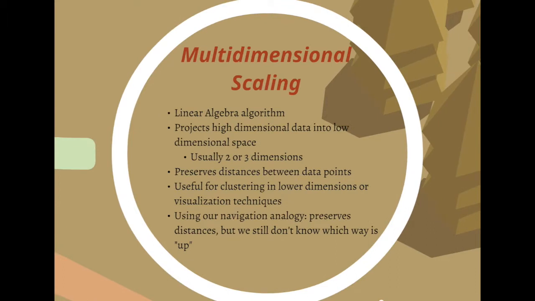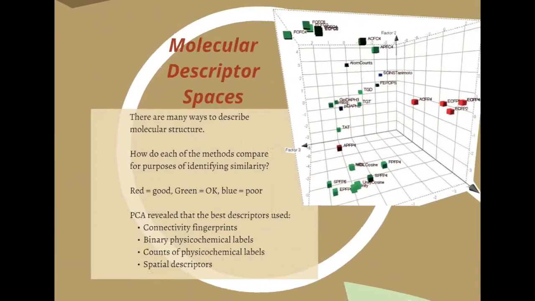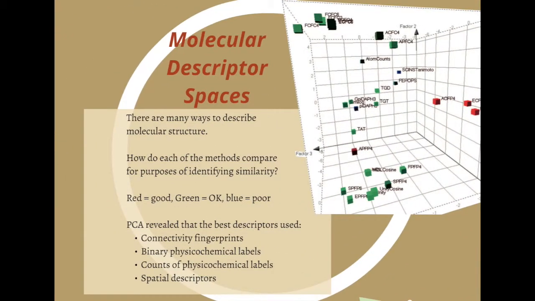One more related method is multidimensional scaling. It reduces dimensionality down to 2 to 3 dimensions, but preserves distances. It's useful for finding relationships such as clusters, but not structure. Now that we have a way to navigate our data, let's look at some research.